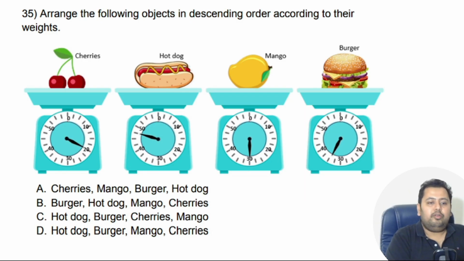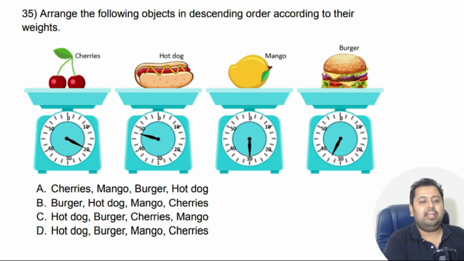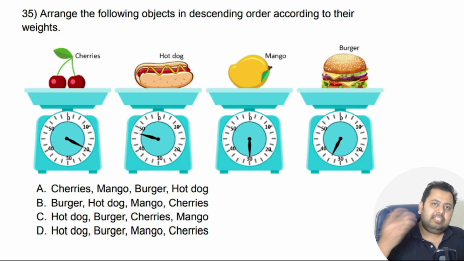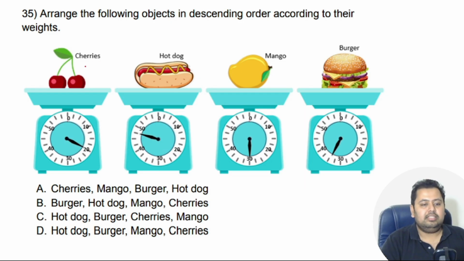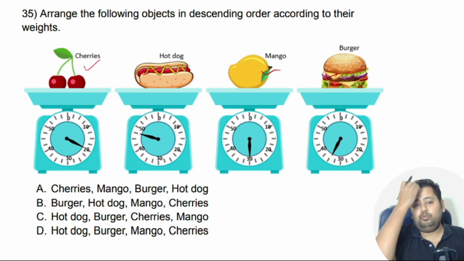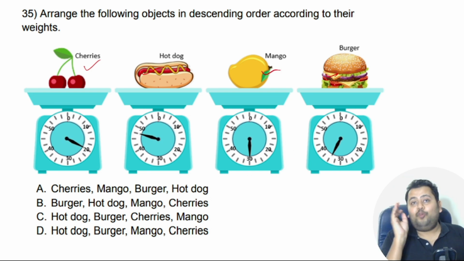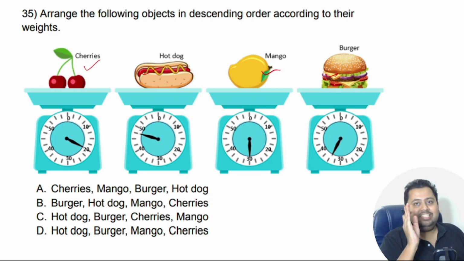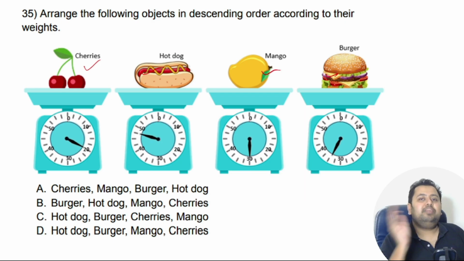And let's now move to question number 35. That is the last question. Arrange the following objects in descending order according to their weights. You can see the weights given over here. So there are cherries, hot dog, mango, and burger. You just have to do it in descending order. Now, what is descending order? We will discuss when we talk about the solution. You solve the problem first and then we move to the solution.